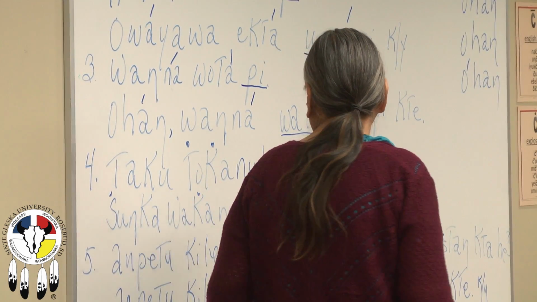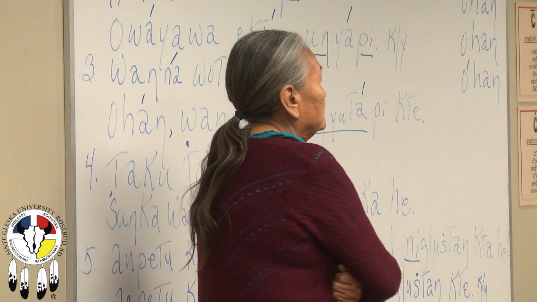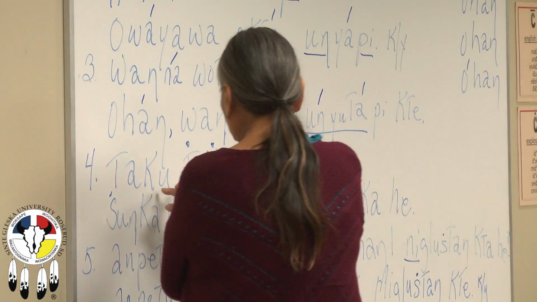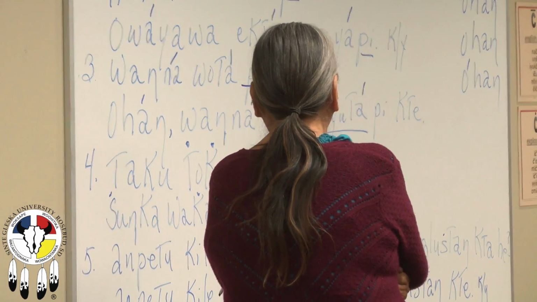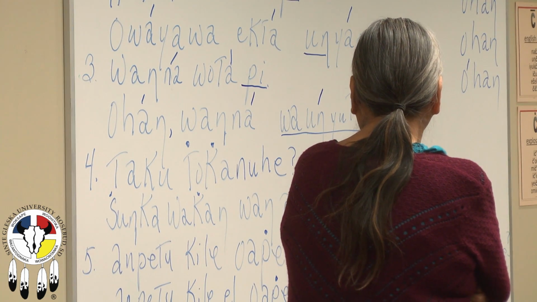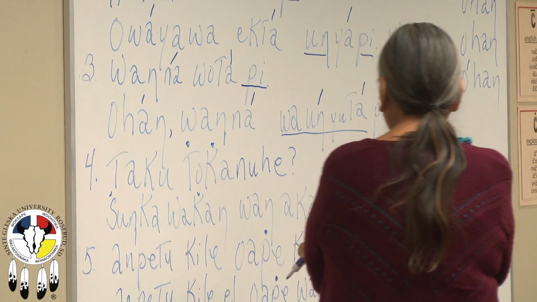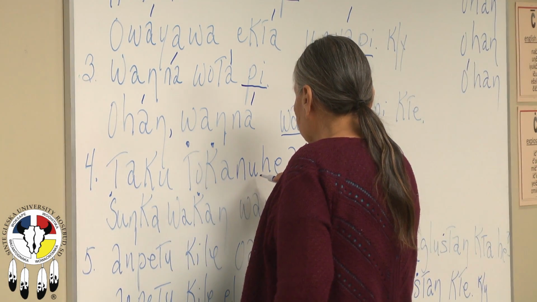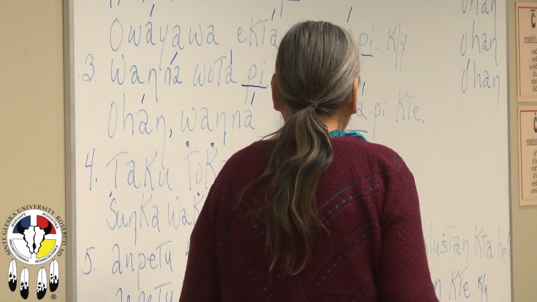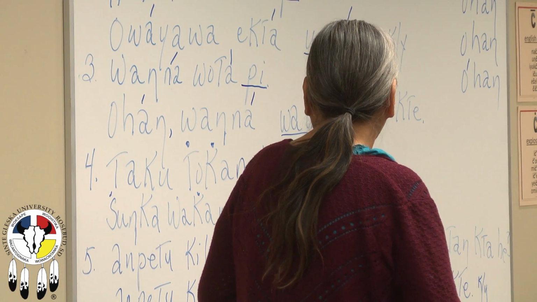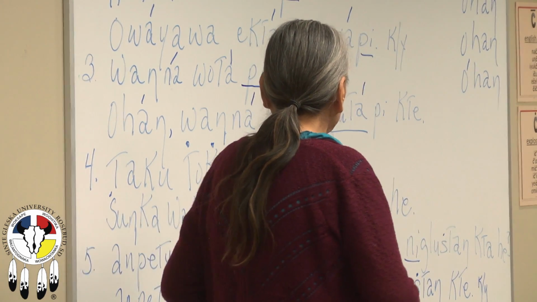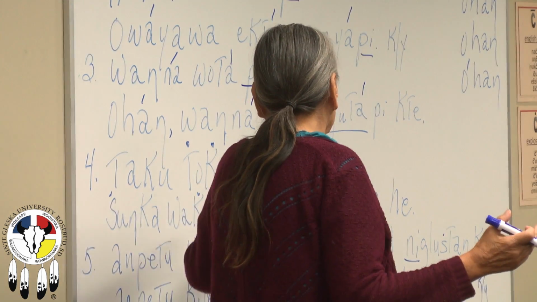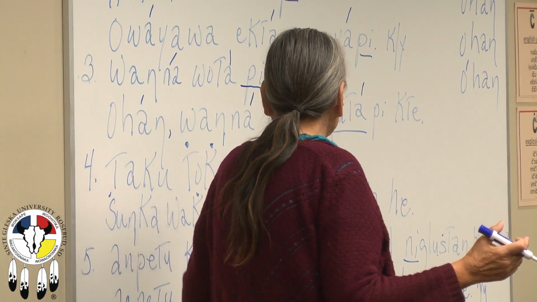Taku to khanu he. Fast speech is takto khanu he. I would take this away right here. What are you doing? The only thing that made a difference was nu. But you can't use it alone. You have to use something that goes with it. So the added word is, what are you doing? Because if you're doing it, it's like hechum. But the word changes as you make it into a full sentence.